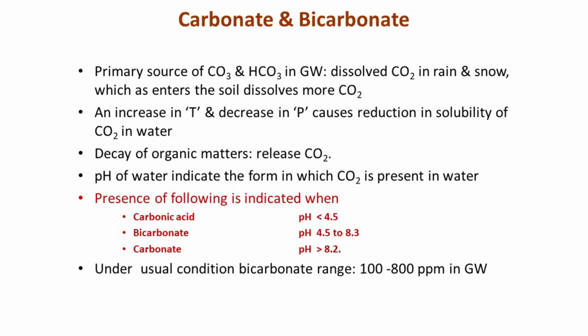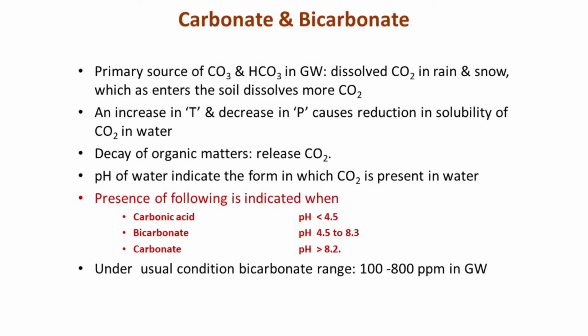The other parameters are carbonate and bicarbonates. The primary source of carbonate and bicarbonate ions in groundwater is dissolved carbon dioxide in rain and snow, which, as it enters the soil, dissolves more carbon dioxide present in the soil. An increase in temperature and decrease in pressure causes reduction in solubility of carbon dioxide in water. The decay of organic matter also releases carbon dioxide. The pH of water indicates the form in which carbon dioxide is present in water.